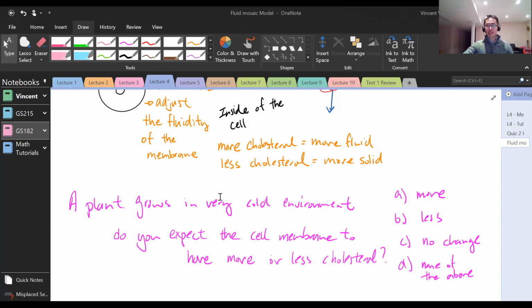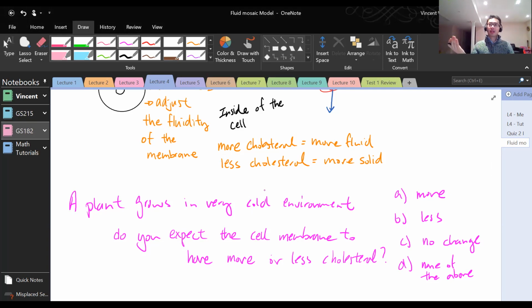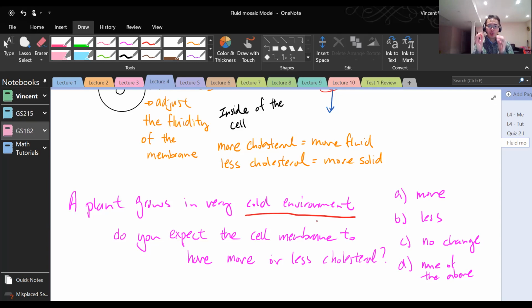Let me explain what the correct answer is, so that you know what to choose on the test, or in the lab or whatever, right? So if it grows in a cold environment, forget about cholesterol for a second. Do you expect the cell membrane to be more solid or more fluid due to the cold? Well, if you think about it, a molecule slows down as the temperature drops, right? So in a cold environment, naturally the cell membrane would become more solid. And again, I keep emphasizing that you want it to be just the right consistency, not too liquid, not too solid.